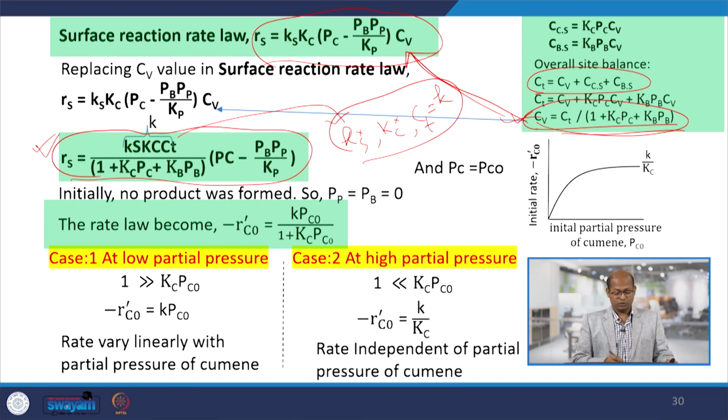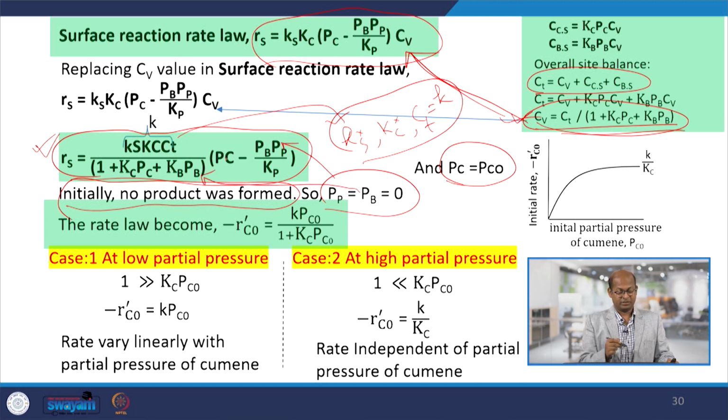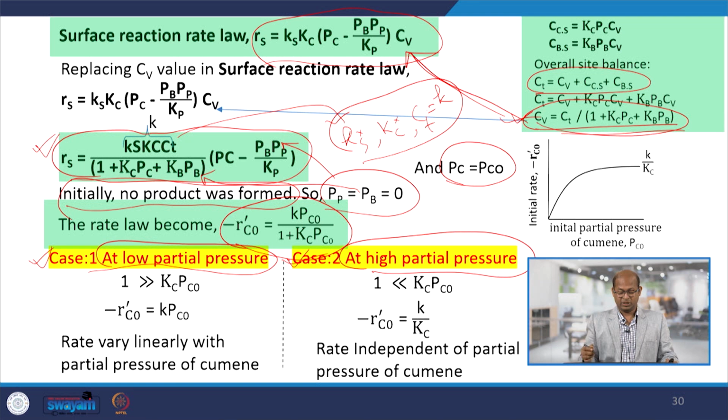If initially there is no product formation, the partial pressures of propylene and benzene equal 0, and the partial pressure of cumene equals the initial concentration. So, if we put Pp equals 0 and Pb equals 0 where they appear, then the rate equation converts this way. Case 1 is low partial pressure and case 2 is high partial pressure of cumene that we place inside the reactor.